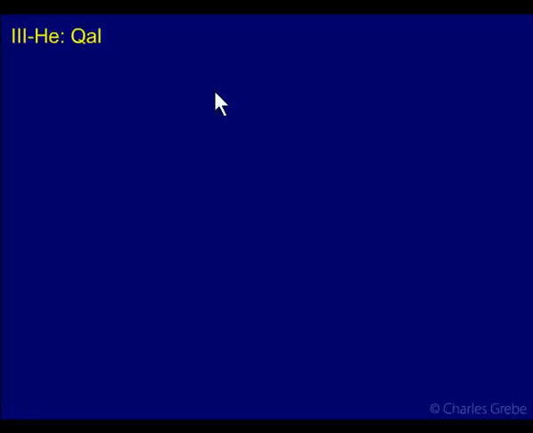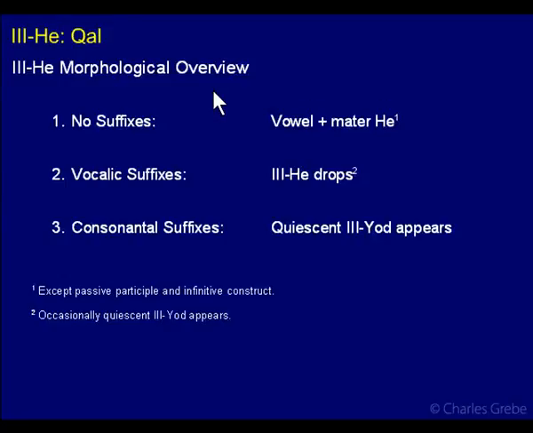III He Qal. So what we're going to do is look at the Qal in some detail, and then we'll look at all the other binyan together as a group, because we'll see the same rules applying through the whole set. So first, with the Qal, in this module I want to look at the Qal from the point of view of these three rules I showed you in the last module. Then we'll have two other modules that will deal with a couple of little issues with the Qal.